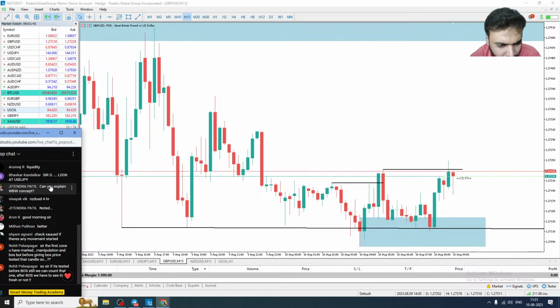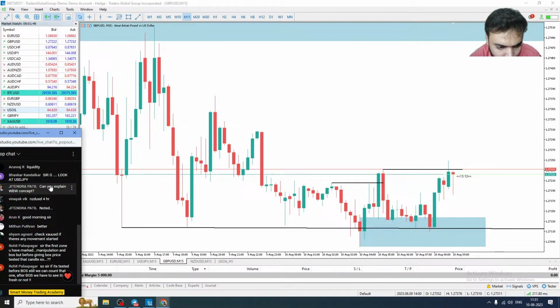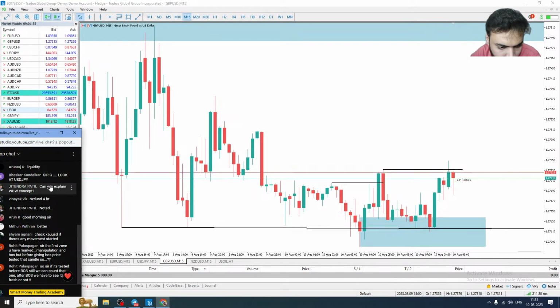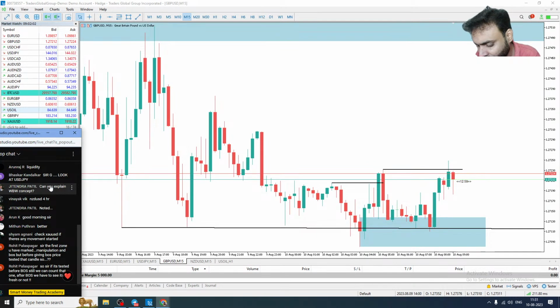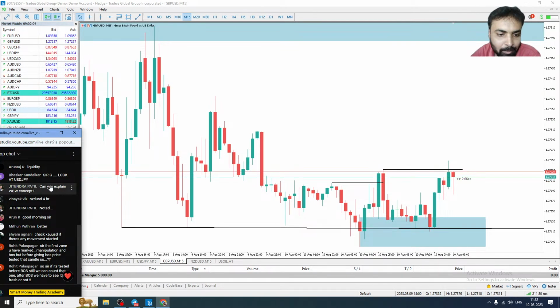Rohit, what are you asking? Sir, the first zone you have marked manipulation and BOS, but before giving the BOS, price tested that candle. So if it is tested before BOS, still we can count that one? I have told this so many times. Your zone can be tested 100 times also.